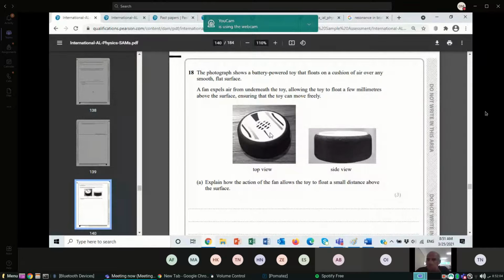So we have to identify two bodies. Once you have identified those two bodies, then you have to apply action and reaction. So that's why it floats. And then one mark is for writing that word resultant force. Resultant force is acting on this toy. So due to Newton's second law, resultant force is acting on this toy. So one mark is for writing the word resultant force.